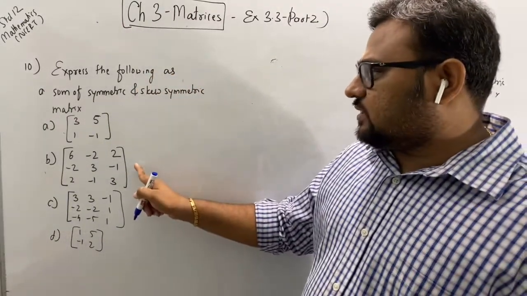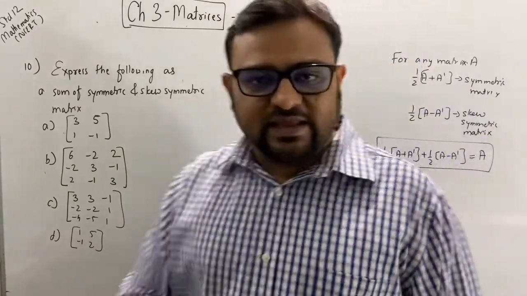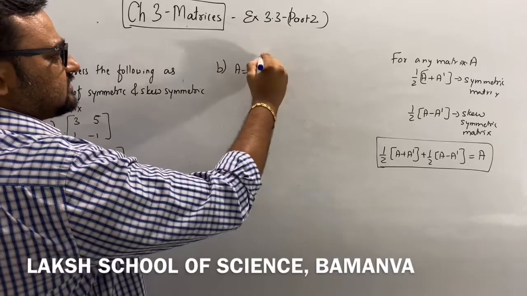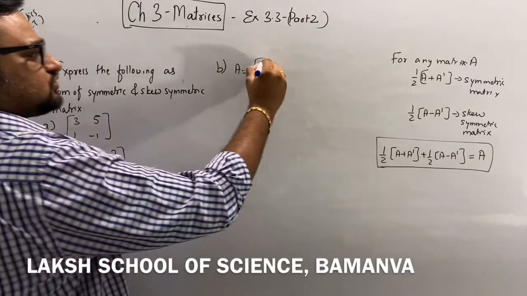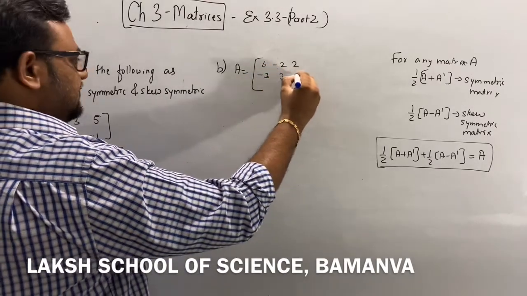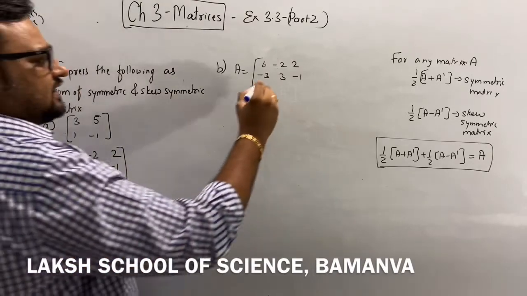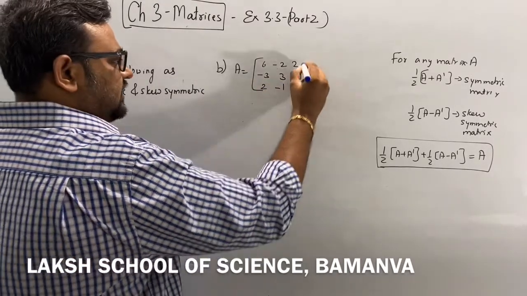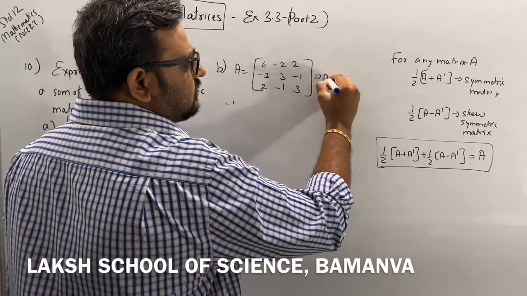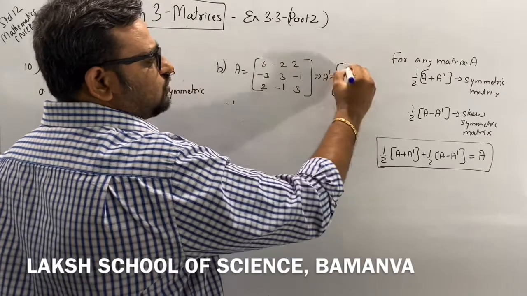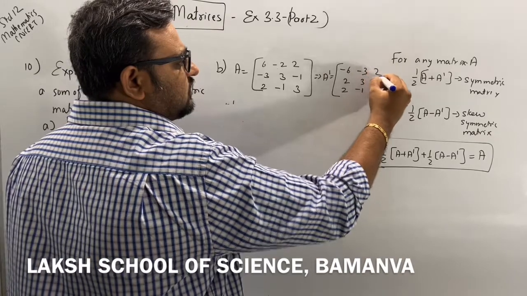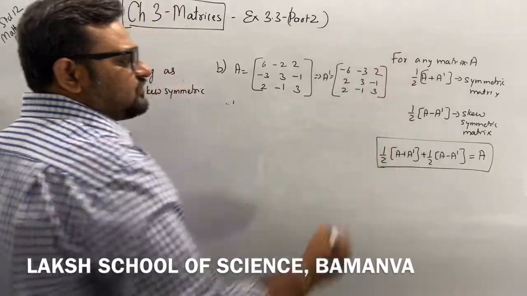Let's solve question number B. Okay, let's take in B this as matrix. A is equal to 6 minus 2, 2, minus 2, 3, minus 1, 2 minus 1, 3. Okay, and what is A transpose? Let me write it down. Change this row to column: minus 6, 2, 2, minus 3, 3 minus 1, 2 minus 1, 3.